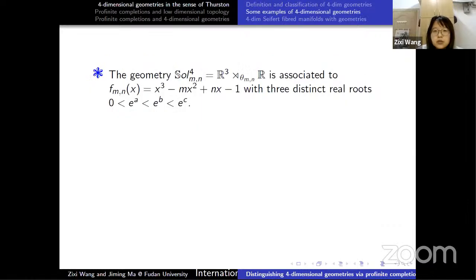And we should introduce some examples of four-dimensional geometries. The geometry Sol_{m,n} is a semi-direct product of a three-dimensional real space by another one-dimensional real space. It is associated to a polynomial f_{m,n} such that the coefficients are 1, -m, +n, and -1. And this polynomial has 3 distinct real roots, which we could denote in exponential form. Then the semi-direct product has the action theta_{m,n} by a diagonal matrix given by the 3 distinct real roots.